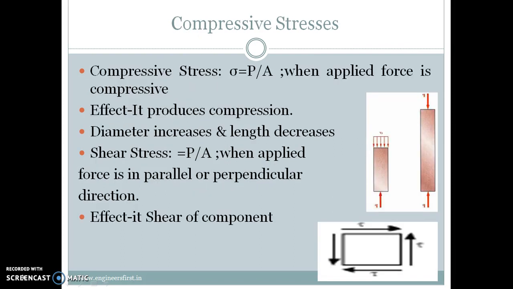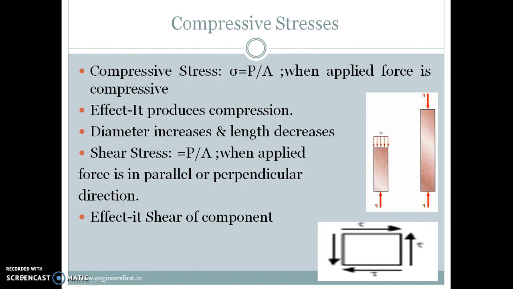Second one, compressive stress. It is the ratio of resistive force upon cross-sectional area when the applied force is compressive, as shown in the figure. Tensile force produces elongation, while compressive force produces compression. That means here the length gets reduced while the diameter or lateral dimension gets increased. Tensile and compressive forces are axial forces.